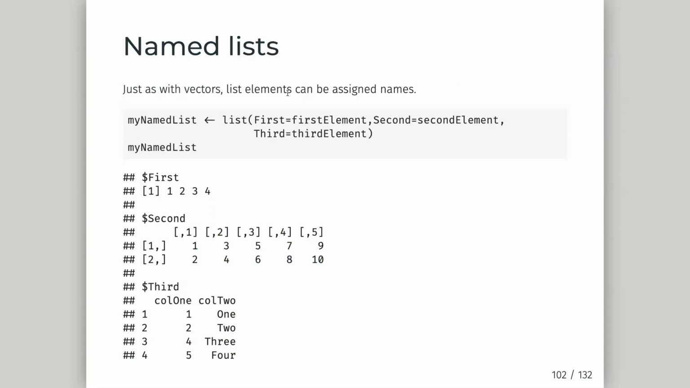Just as with vectors, we can also provide names for this. So in this case, I may want to replace those 1, 2, 3, and I'm going to give them names up front. I can do that by doing list, and just like with data frames, where I provide the name of the column if I want to create it this way, here I can do first element, second element, third element. And now I have a named list, where we have the actual names above the element here.